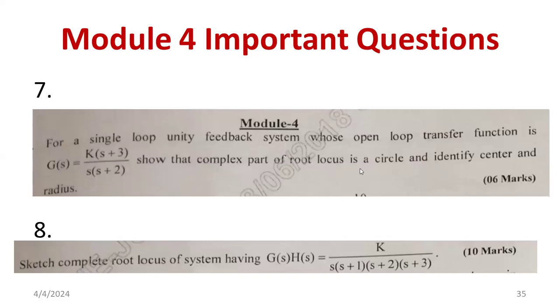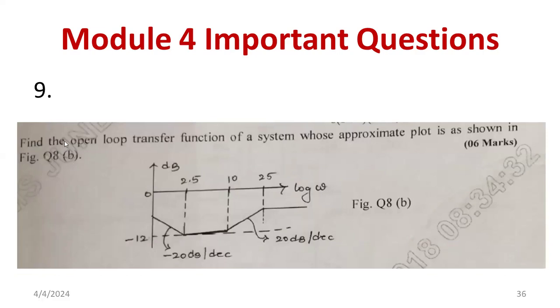This is another question related to root locus, which carries 6 marks. There is another question which carries 10 marks, on root locus. Here S into S plus 1 plus S plus 2, there are 4 poles available. Now, a Bode plot is given. From this, you need to calculate the following.